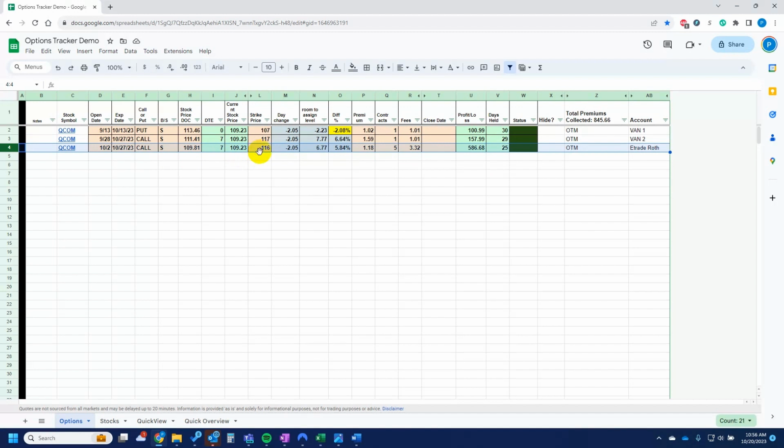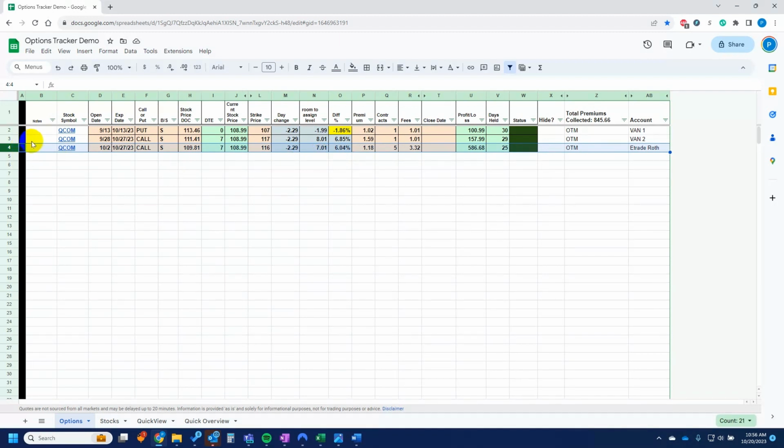So this means I agreed to sell 5 contracts, that's 500 stocks, at $116 before October 27th. For that, I received a premium of $1.18 per share. My fees from my brokerage account were $3.32. I got an immediate cash payment of $586. Here I see the difference so I can track where I stand. I have $7.01. The stock has to go up $7.01 before that contract would be sold.